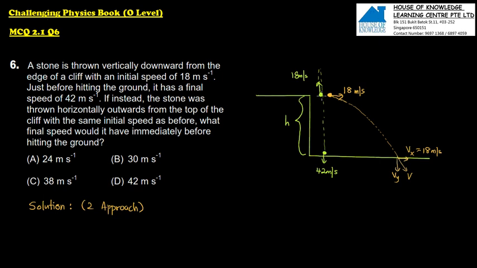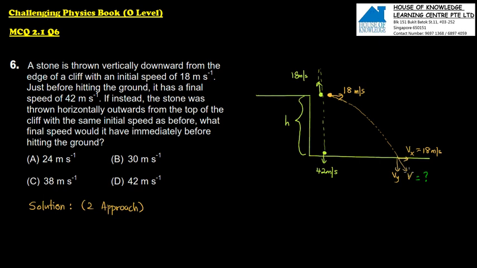In this question, you're told that a ball is projected vertically upwards at 18 meters per second, goes up, comes down, and hits the ground at 42 meters per second. Another ball is projected horizontally at 18 meters per second. Now, they move in a projectile and hit the floor at this velocity v. This is what the question is trying to ask us to find.